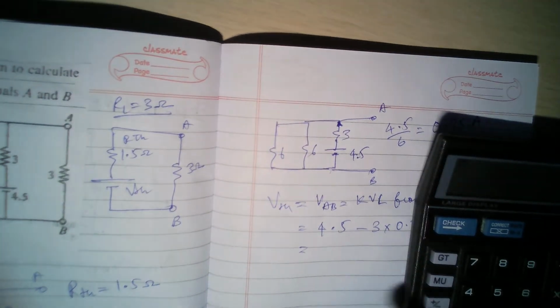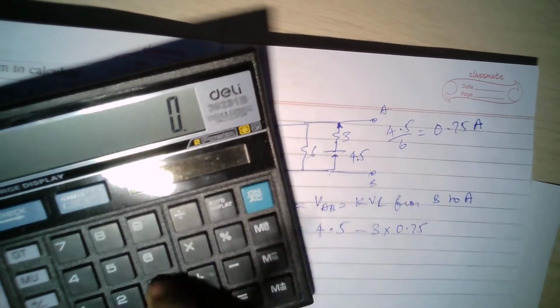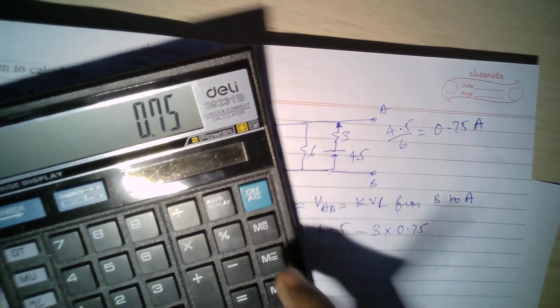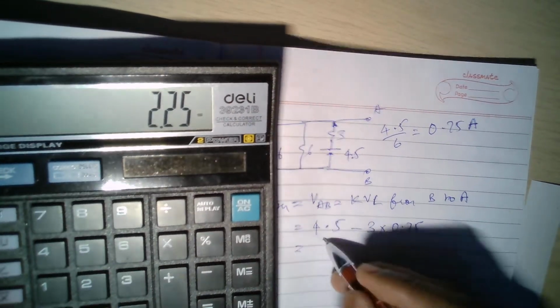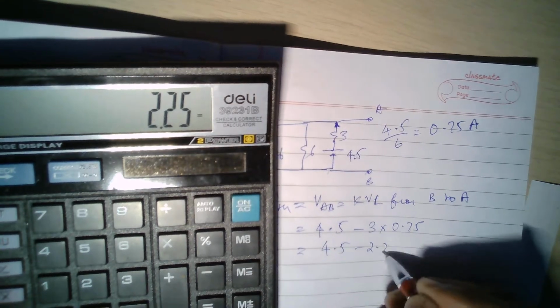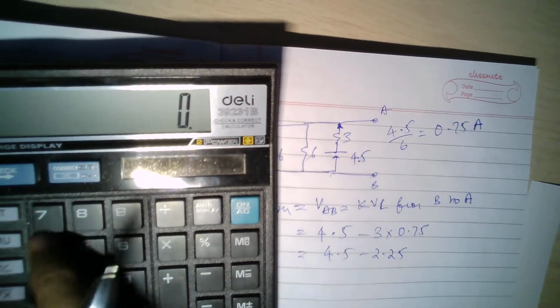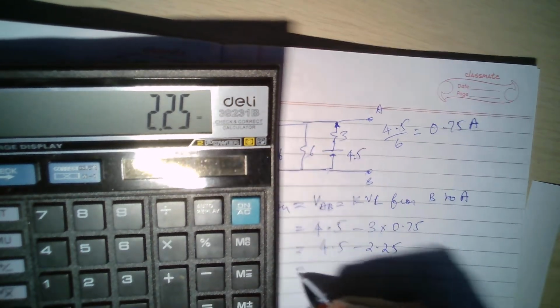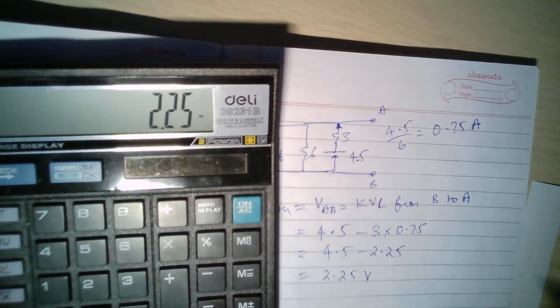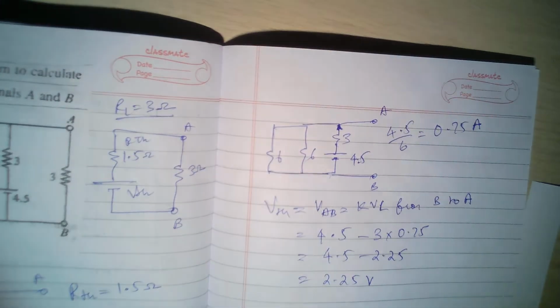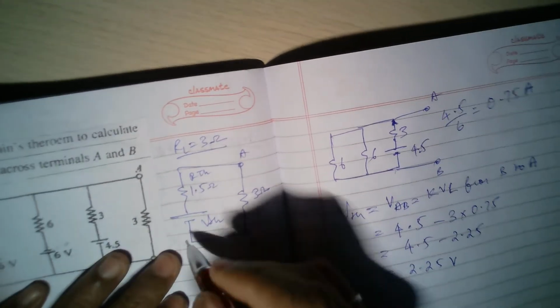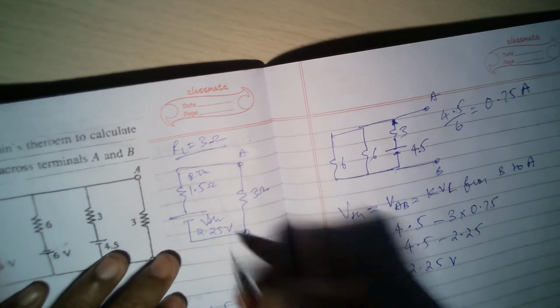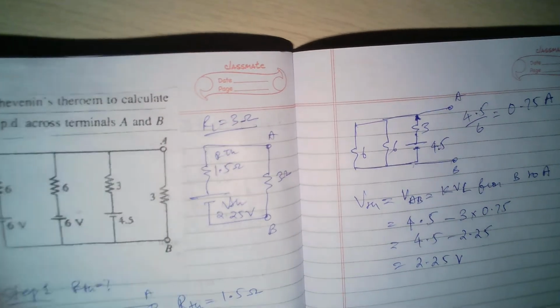So now let's do this. 3 into 0.75 is 2.25. So 4.5 minus 2.25, that is 2.25 volt. So this is our Thevenin's voltage. Okay, so here I say 2.25 volts. So this completes the Thevenin's equivalent.